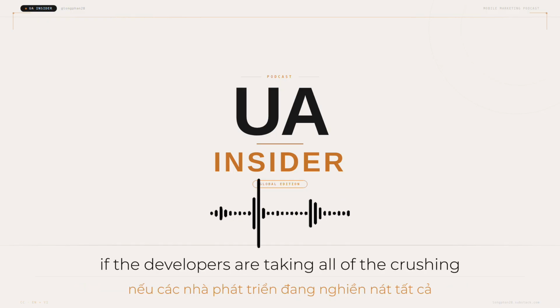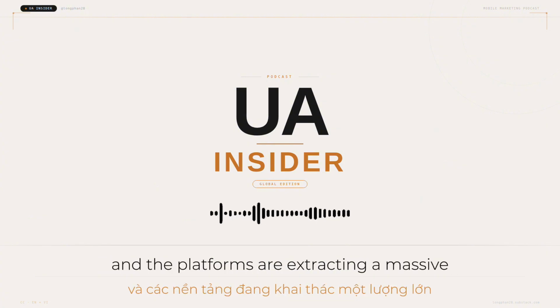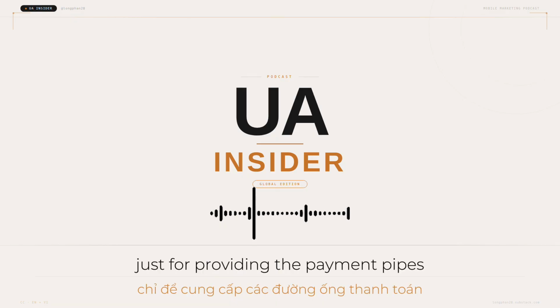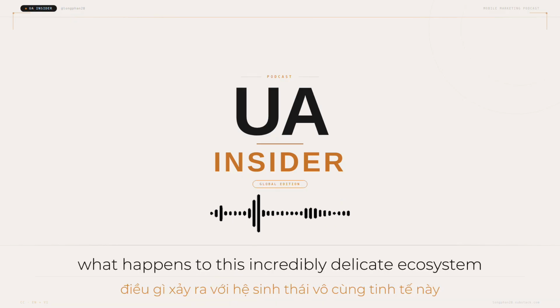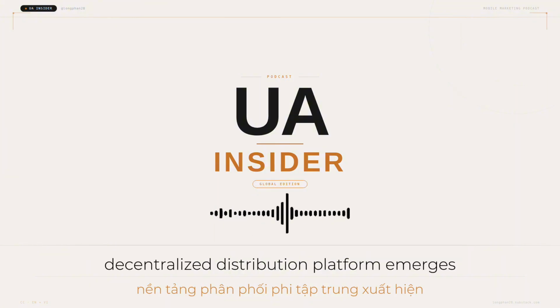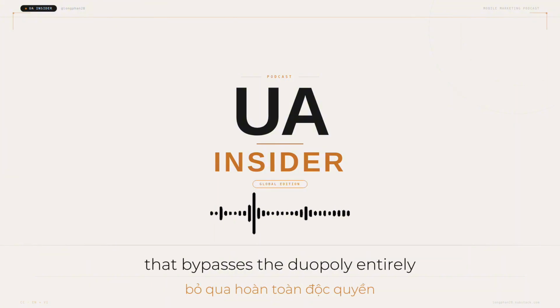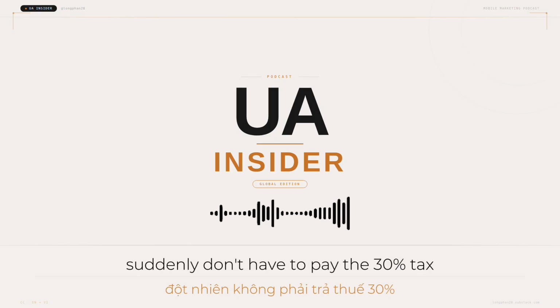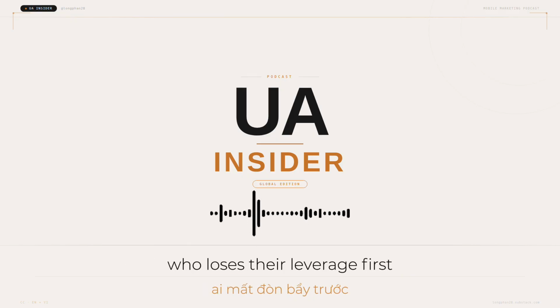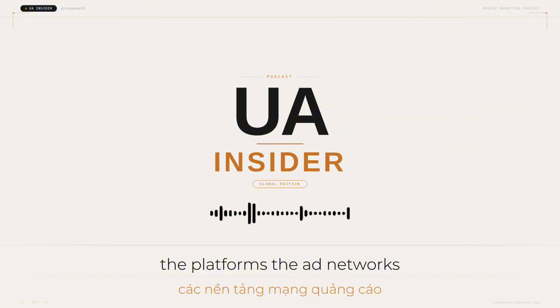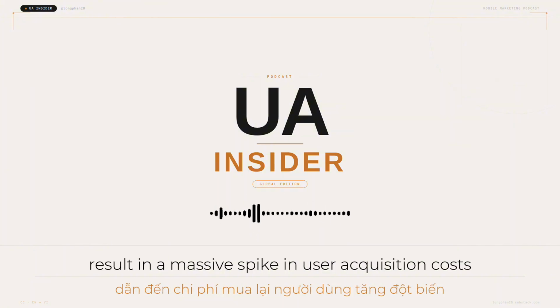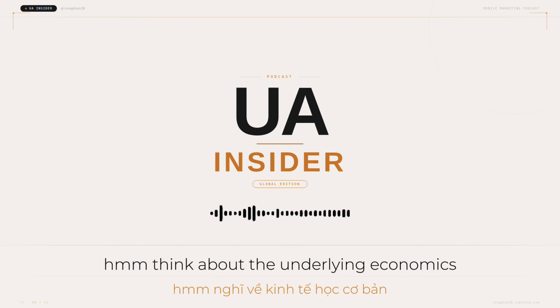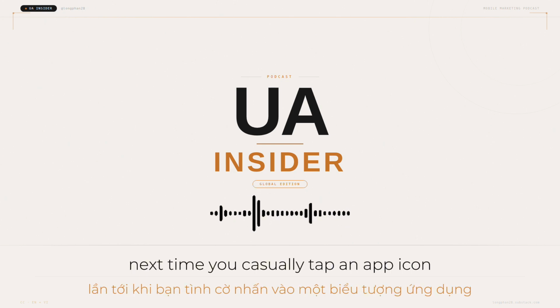If the developers are taking all of the crushing financial risk and the platforms are extracting a massive guaranteed 30% toll just for providing the payment pipes, what happens to this incredibly delicate ecosystem if a new, frictionless, decentralized distribution platform emerges that bypasses the duopoly entirely? Oh, that's a dream, isn't it? If the developers suddenly don't have to pay the 30% tax, who loses their leverage first? The platforms, the ad networks, or does all that freed up capital just result in a massive spike in user acquisition costs? Think about the underlying economics next time you casually tap an app icon.